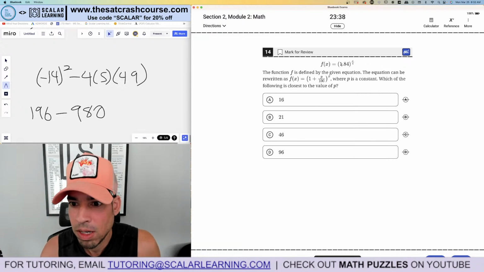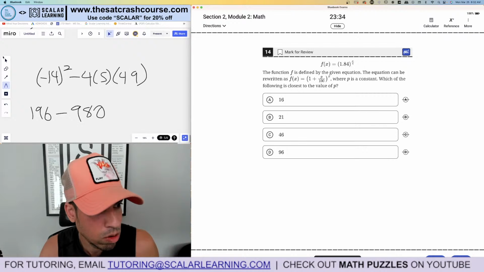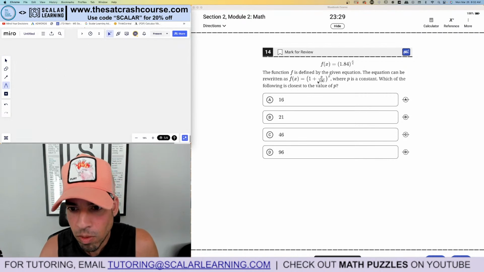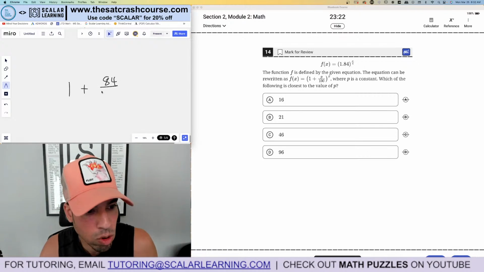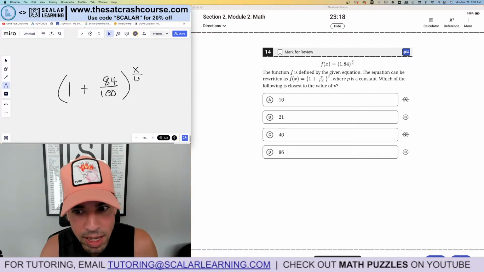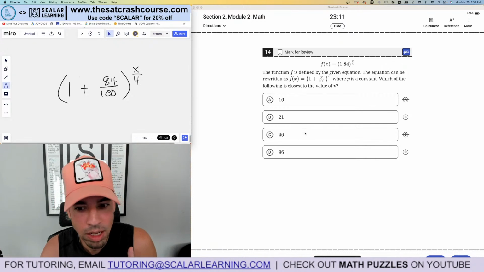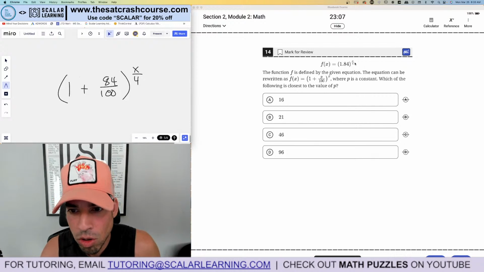Okay, the function f is defined by the given equation, where p is a constant, and we want the value closest to p. Interesting question. Let's see. So that would be the 1 plus, that's 0.84. So we can separate that out as either 0.84 or 84 over 100, and then to the x over 4. But again, notice this little thing here. It's not to the x over 4, it's to the x, okay? And they didn't even have 84. That's nice of them, because sometimes they would have 84 just to trick you if you go fast on this.